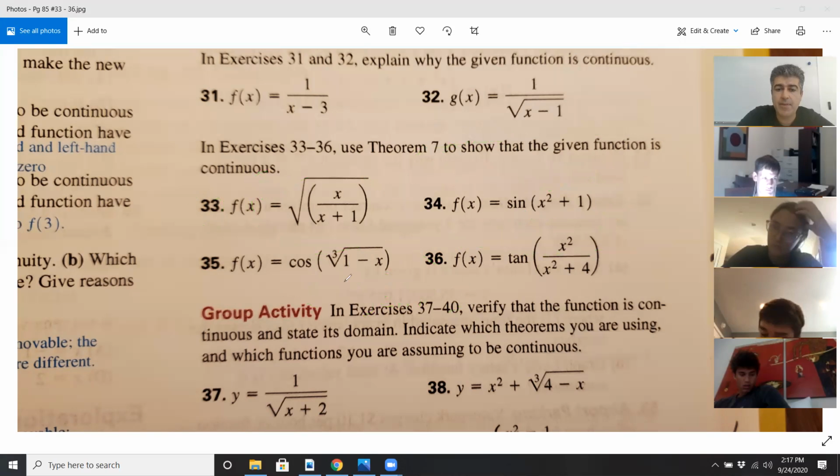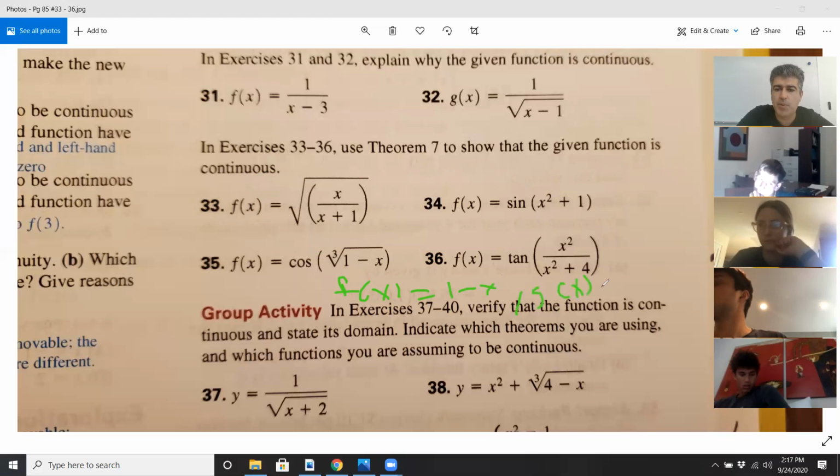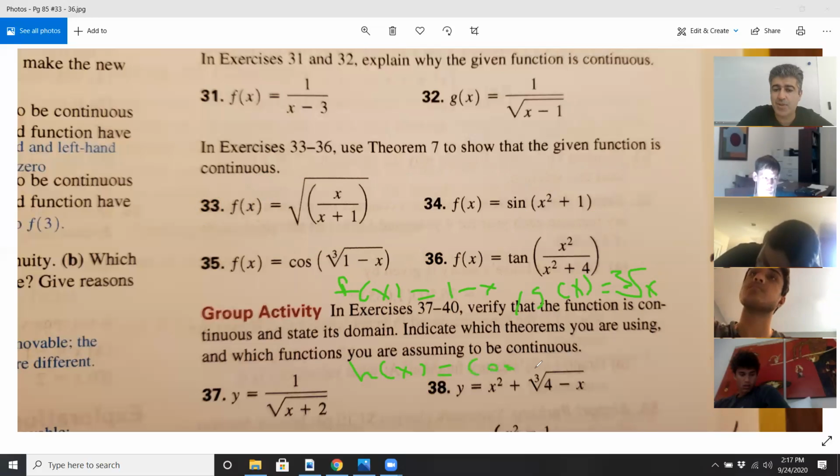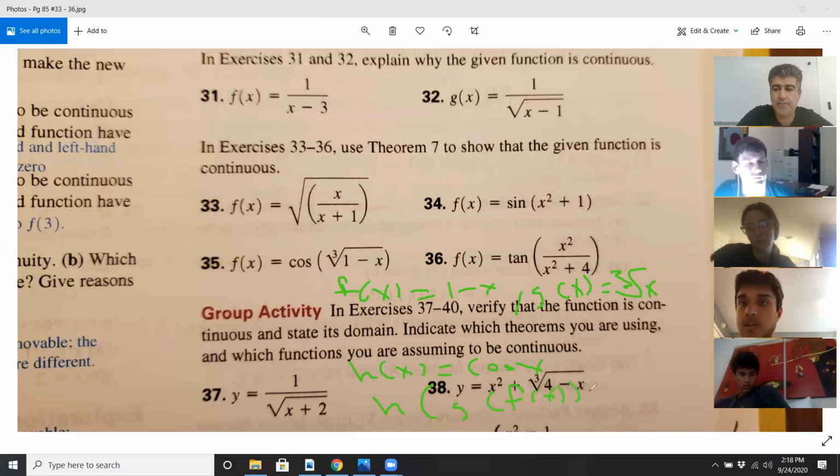For 35, you can let f of x equal 1 minus x. That's continuous. That's a linear function. You can let g of x equal cube root of x. Cube root of x has a domain of all real numbers. That's continuous because you can cube root negative numbers. H of x is cos x. Cos x, we know how that looks. It has no restrictions for x. You can put whatever you want for x. That's also continuous. So the combination of all that, I do as a double composite, h of g of f of x. All that is continuous. So that's 33, 35.